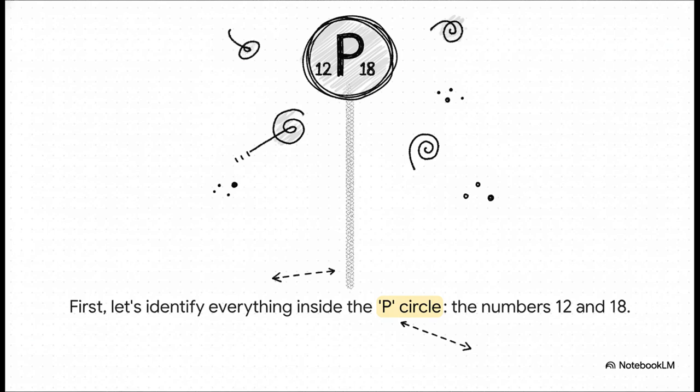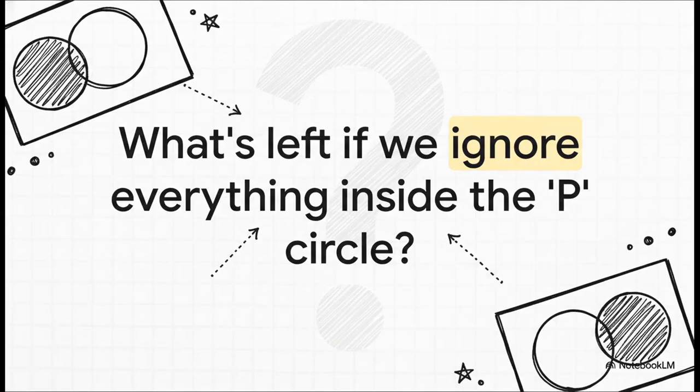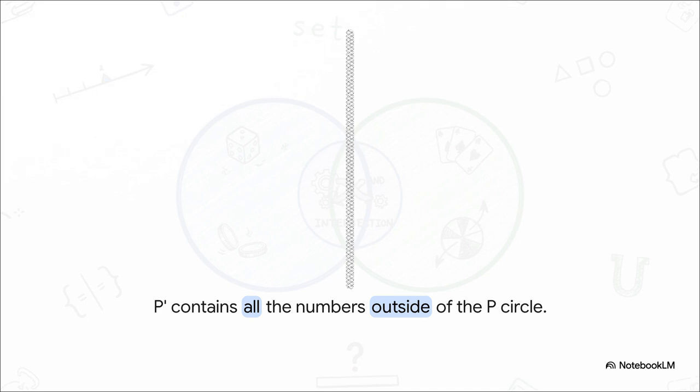All right, let's actually apply that. Looking at our Venn diagram here, the first thing we have to do is spot what's in set P. If you look at the P circle, you can see there are only two numbers inside it, 12 and 18. That's our starting point. Okay, so think about it logically. If P contains 12 and 18, then P prime has to be everything else, right? Imagine you just cover up that entire P circle with your hand. What numbers can you still see?